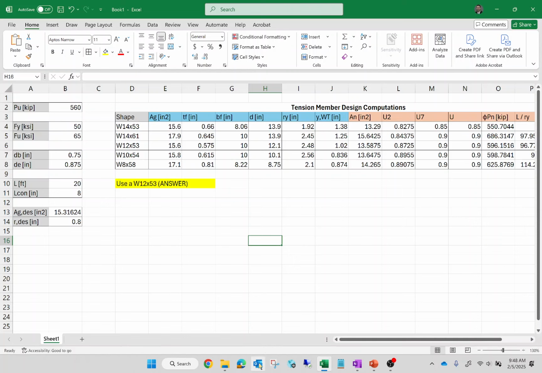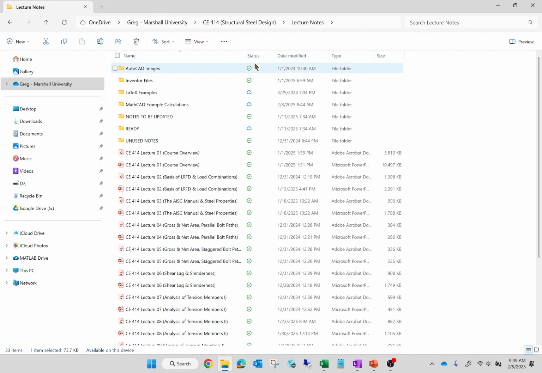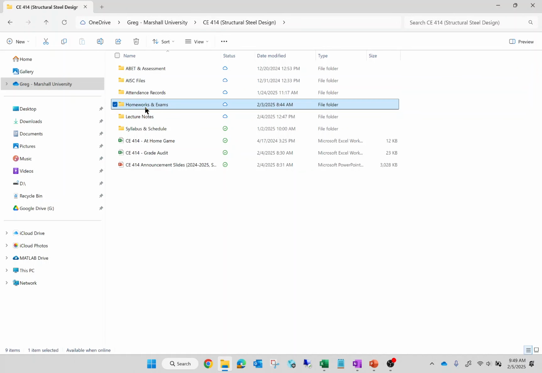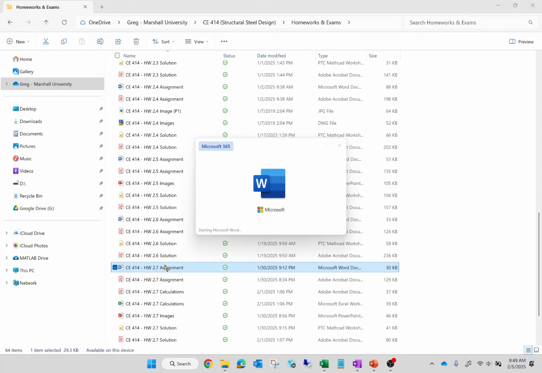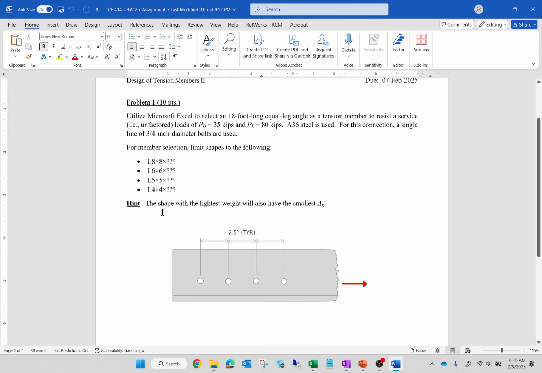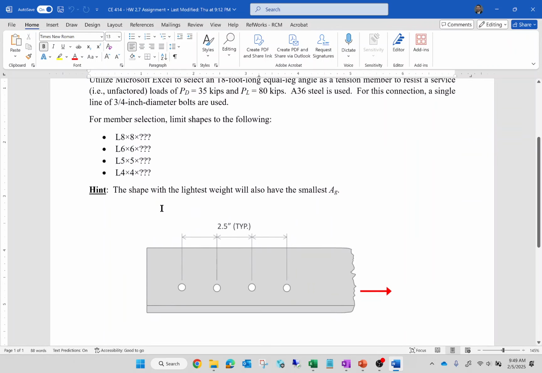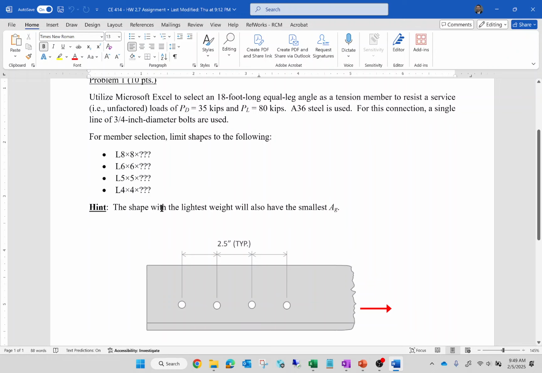Okay, I want to mention something about the homework. For this problem, you're going to check an angle, not a W section, okay? I want you to check the following 4 options, equal leg angles: an L8 by 8, an L6 by 6, an L5 by 5, and an L4 by 4. I want to say 2 things about this.